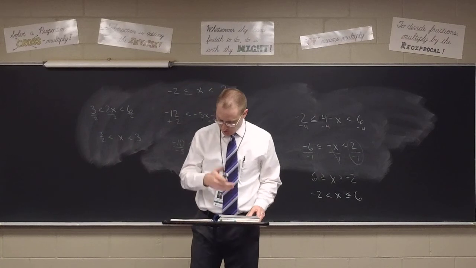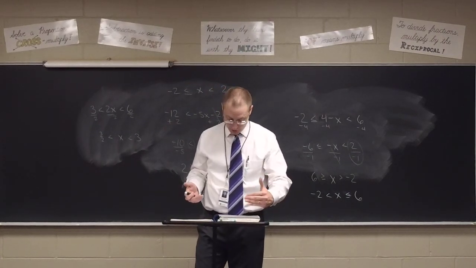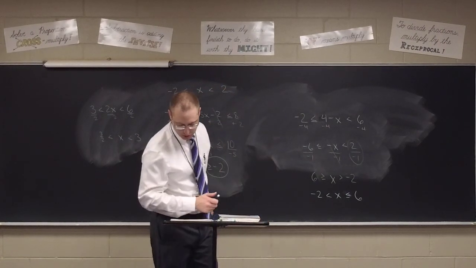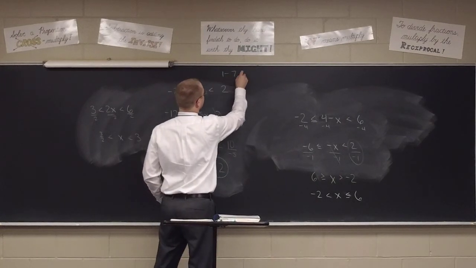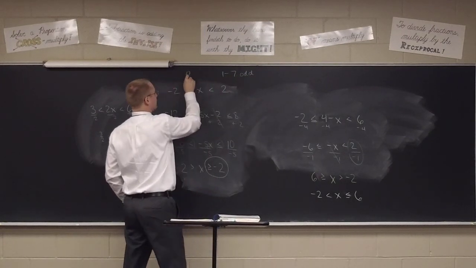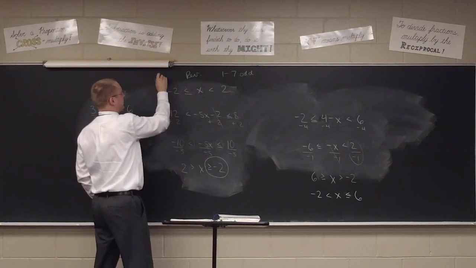I want you at your seats to go up higher in the review section and do numbers 1 through 7, the odd. 1 through 7, the odd in the review section in the middle of page 148.